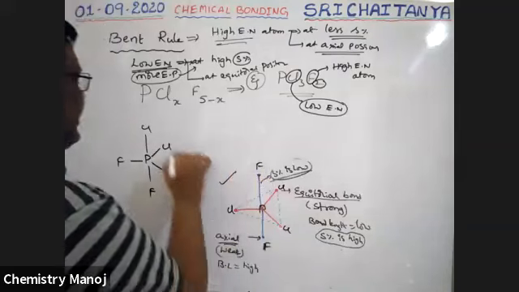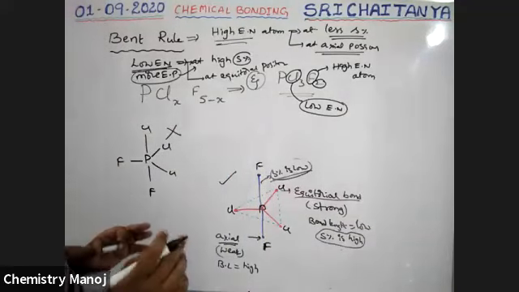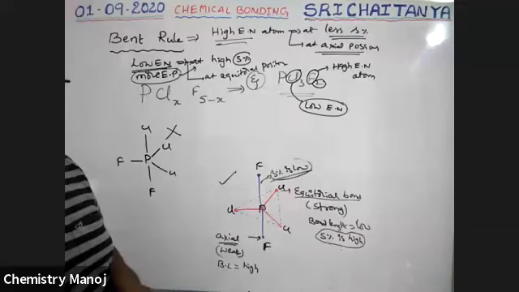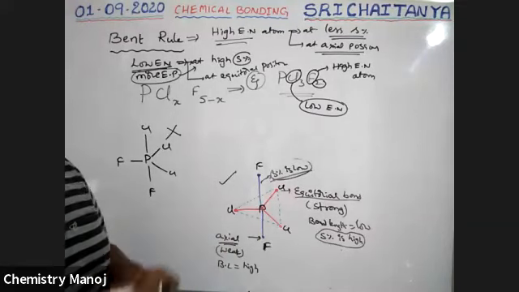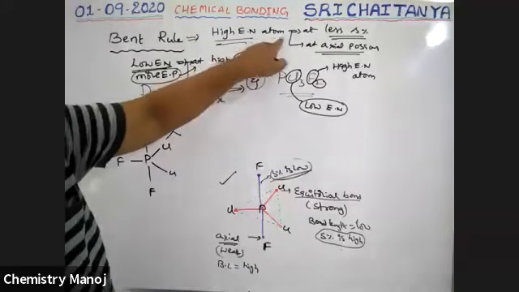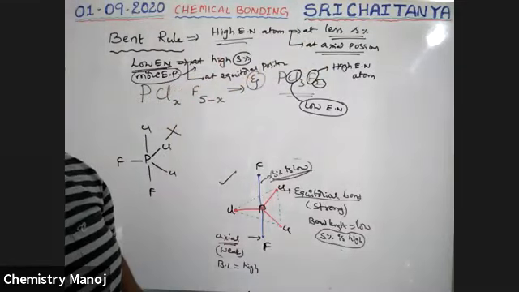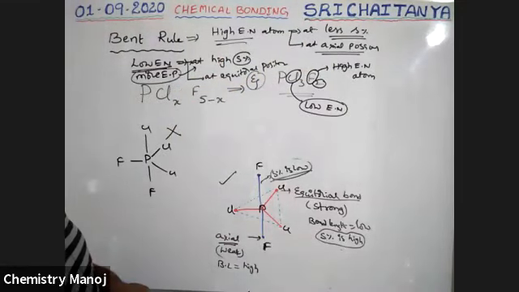This is the actual structure. This is not happened, boys. So very, very important: if two or more different atoms are attached to phosphorus in sp3d hybridization, high electronegative elements go at axial position, low electronegative elements at equatorial position. See here, one more example.